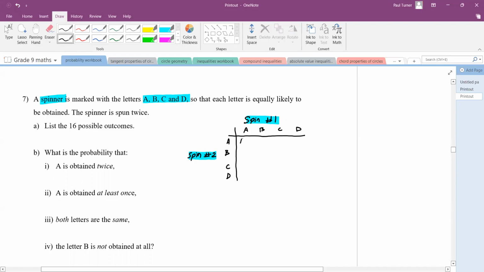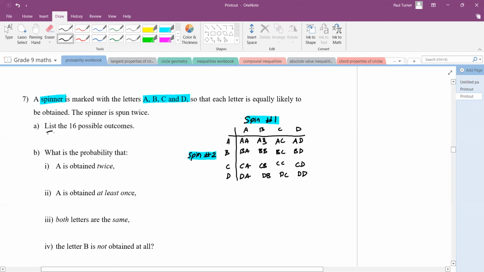So you could have AA, you could get AB, you could get AC, AD, BA, BB, BC, BD, CA, CB, CC, CD, DA, DB, DC, DD. Okay. Each spin uses the same spinner, so of course they'll have the same letters, won't they? So these are your 16 outcomes.